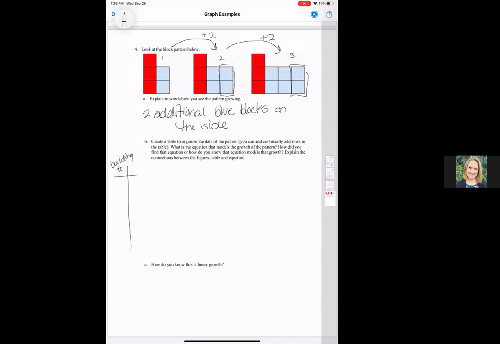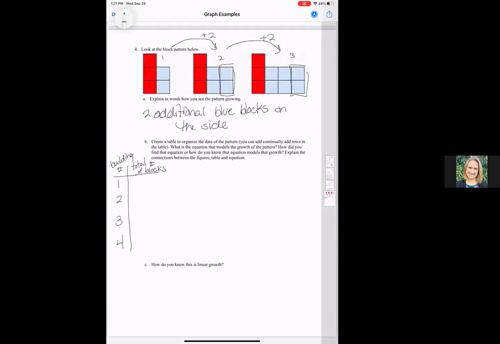And then we can say total number of blocks. If you can write X and Y if you'd like, but I want you to really think about what is the input, the independent variable, and what is the output, the dependent variable. You can be a little more specific than just X and Y. And then in Desmos, you can add the rows into your table. We'll just do 3 and then we can predict number 4.